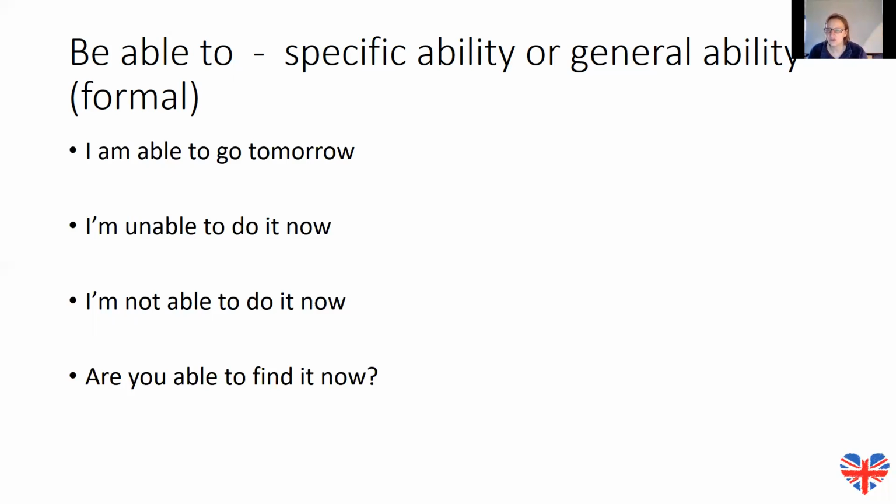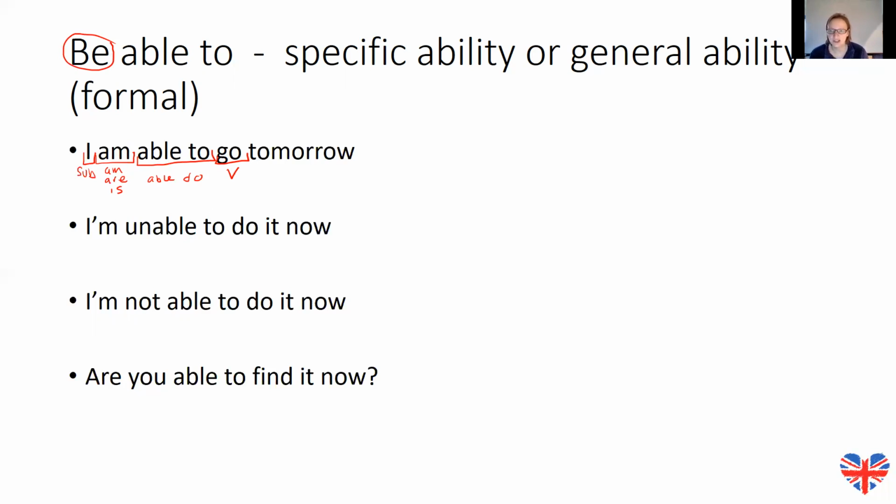So for our present tense statement, we want to have a subject, then we need to have be here, and it needs to match your subject for this one. So we've got am, are, or is. We follow that by able to, and then we want to have the verb that's happening, the main verb in your sentence.